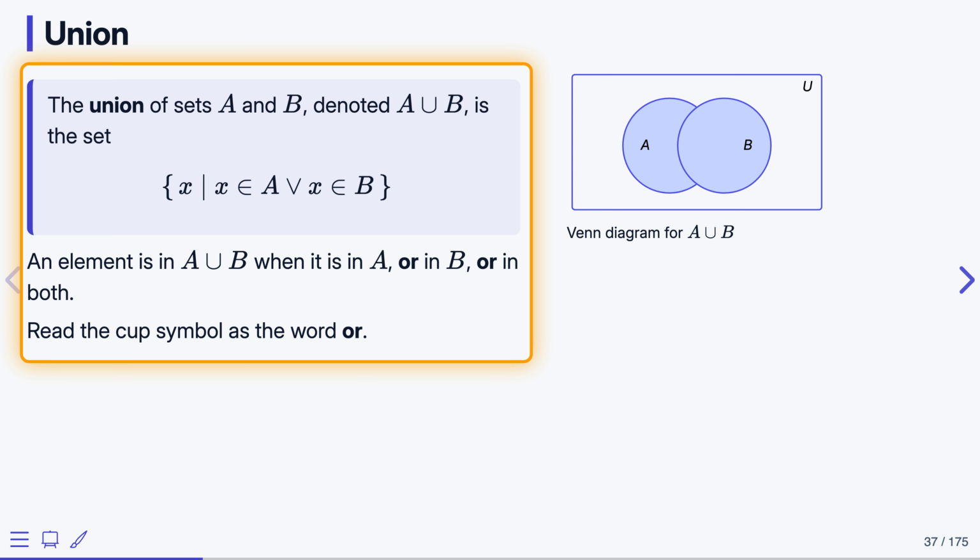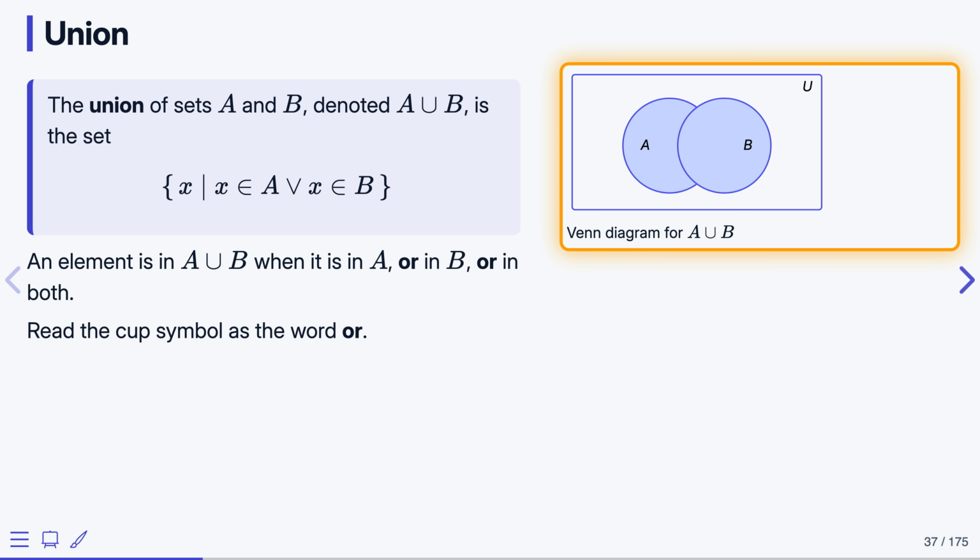The union of A and B, written A cup B, is the set of all x such that x is in A or x is in B. Read the cup as the word or. An element joins the union if it belongs to A or to B or to both. In the Venn diagram, both circles are shaded. The whole of A together with the whole of B, nothing is left out. We work an example on the next slide.